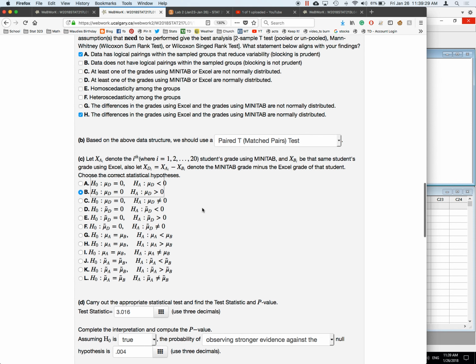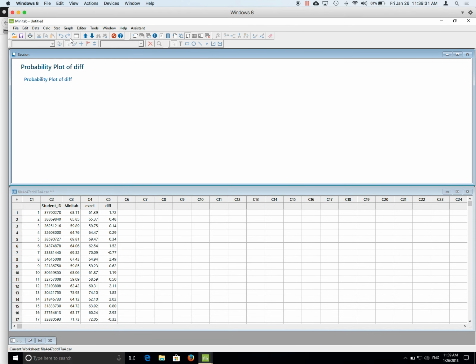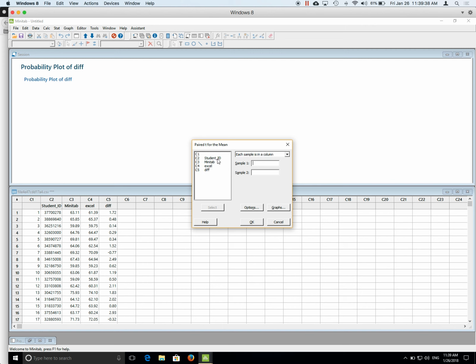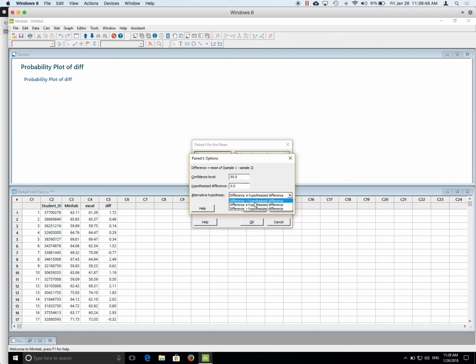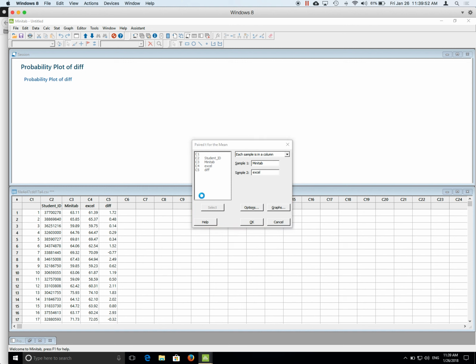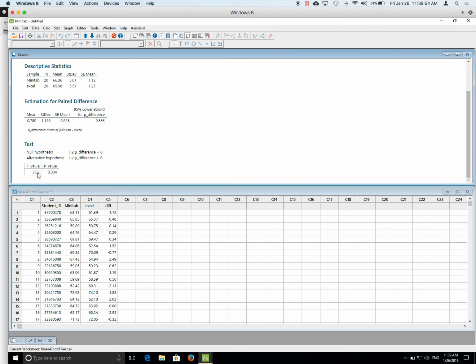Okay, so once I've got all that worked out, I can actually run the test by going stat, basic statistics, a paired t-test. The data are in columns here. Sample 1, which is Minitab, subtract Excel. Okay, so Minitab and Excel is the second one. And of course, I need to make sure that I have the sign in the alternative hypothesis to be the sign that I want it to be, the greater than sign. And you can find here then the test statistic and its p-value.